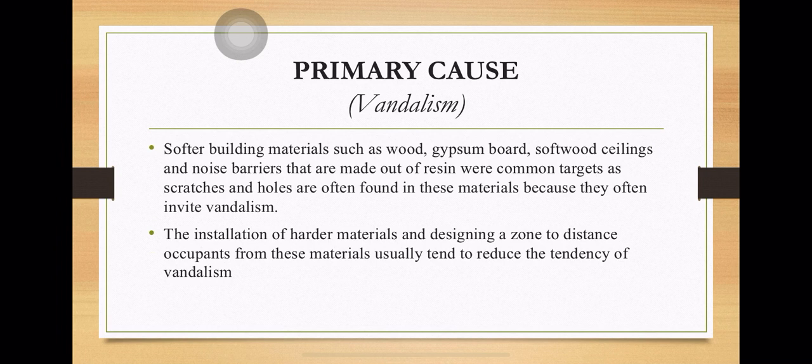For the next primary cause is vandalism. Softer building materials such as wood, gypsum board, softwood ceilings and noise barriers that are made out of resin were common targets, as scratches and holes are often found in these materials because they often invite vandalism. The installation of harder materials and designing a zone to distance occupants from these materials usually tend to reduce the tendency of vandalism.